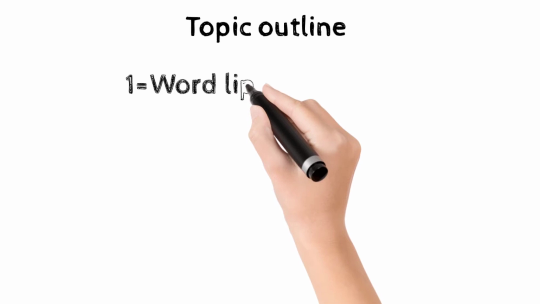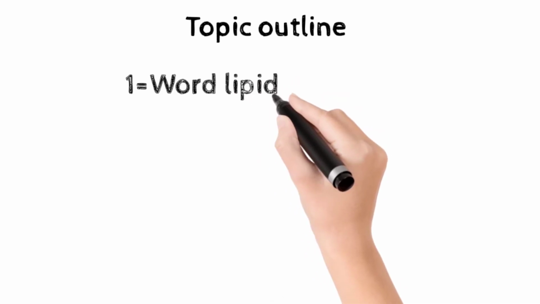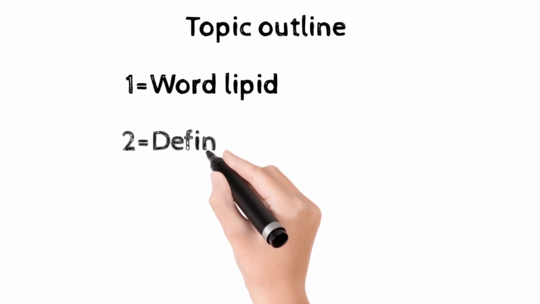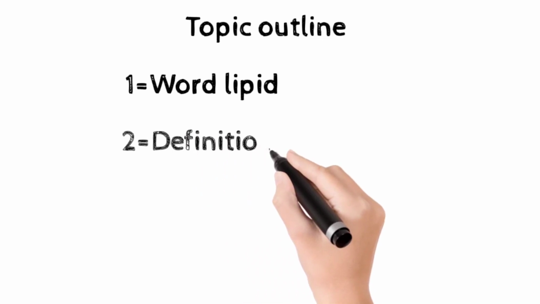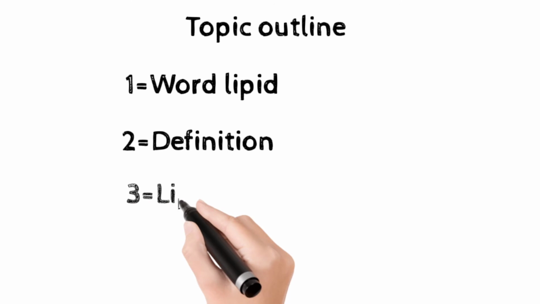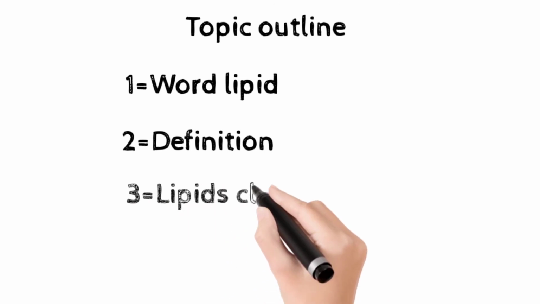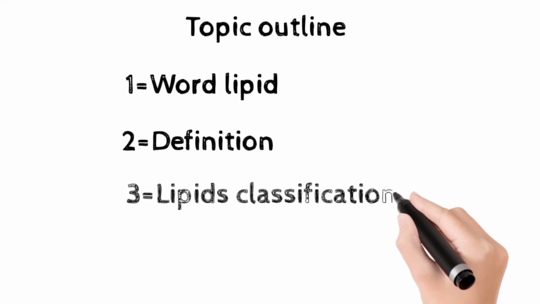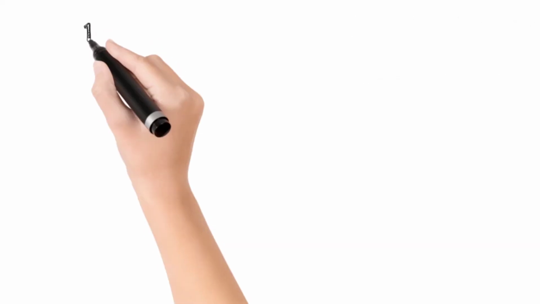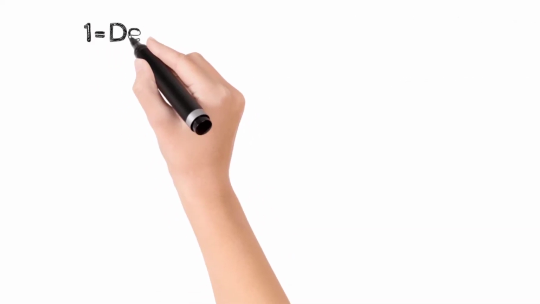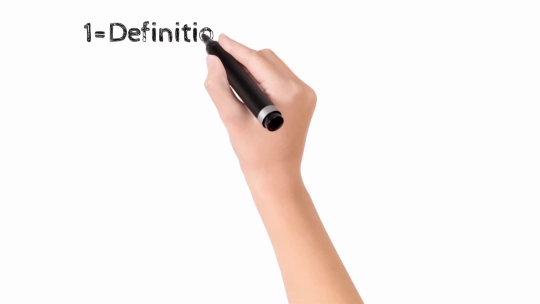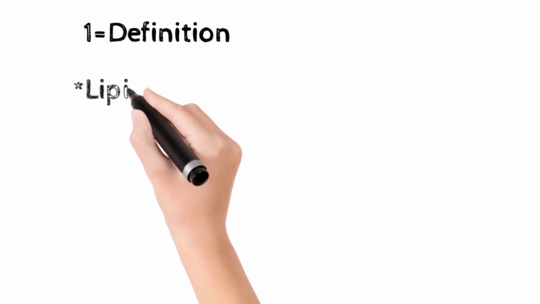Number 1 is what the word lipid means. Number 2, definition of lipid. Number 3 topic outline is lipids classification. Now first, the word lipid is derived from the Greek word lipos, which means fat. Now come to the definition.